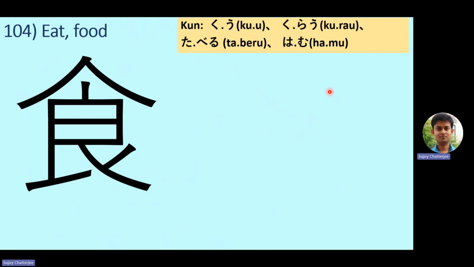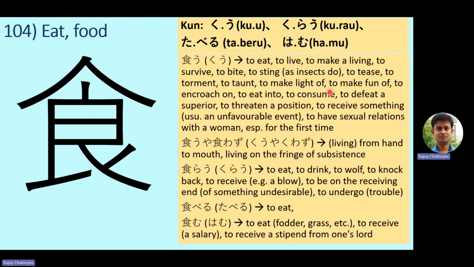You have already used this, taberu, tabemasu. Yes, this is to eat or food. So this is the kanji character which represents eating or food or to consume something. The kunyomi readings are ku, kurau, taberu, hamu, and these are some of the applications.